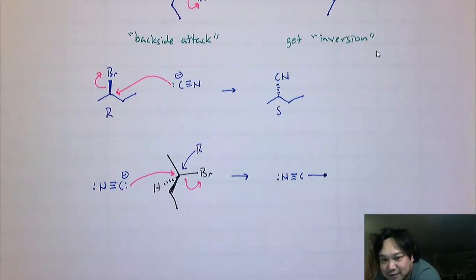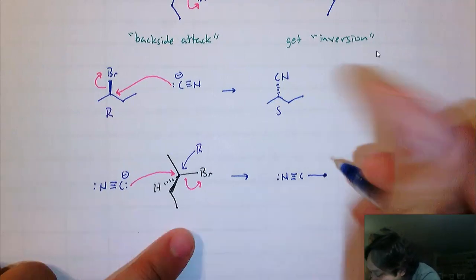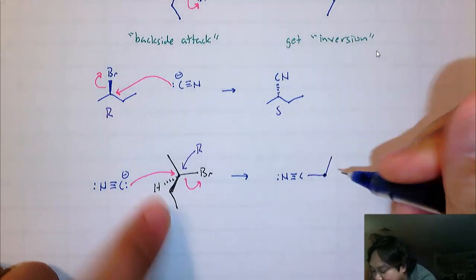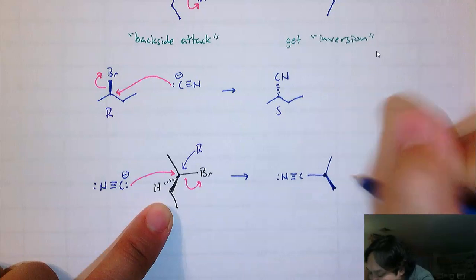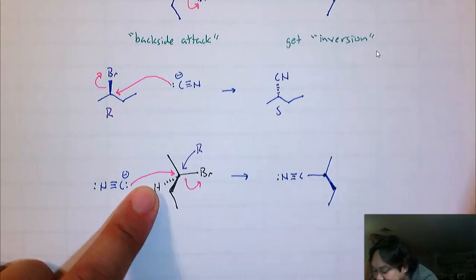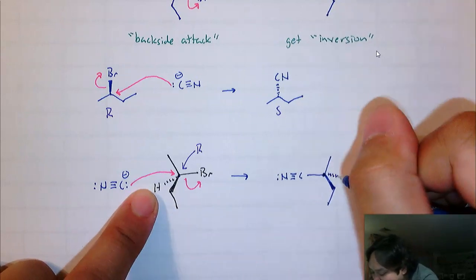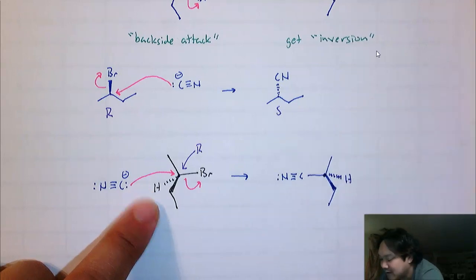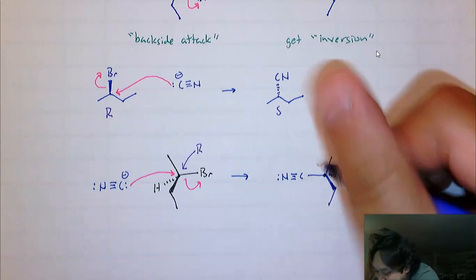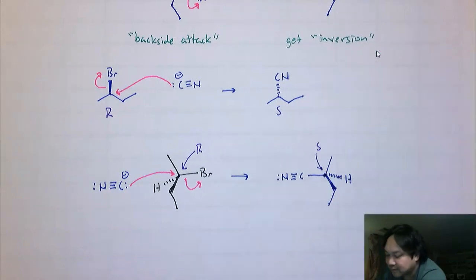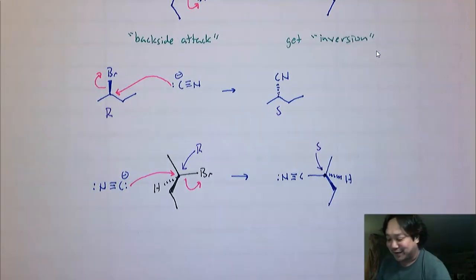Okay. So, when this inverts, now we have this. This wedge is still a wedge, but now it's pointing a little bit to the right. And this dash is still a dash, but now it's pointing to the right as well. That molecule is definitely S. Oh my goodness, that took a long time. Let me zoom out.